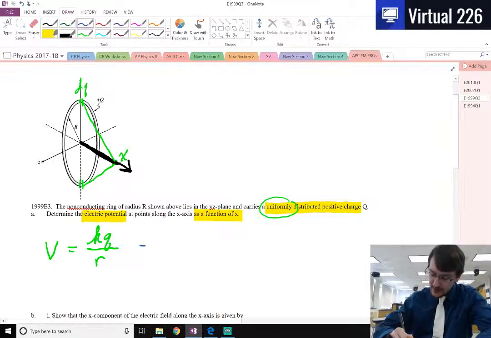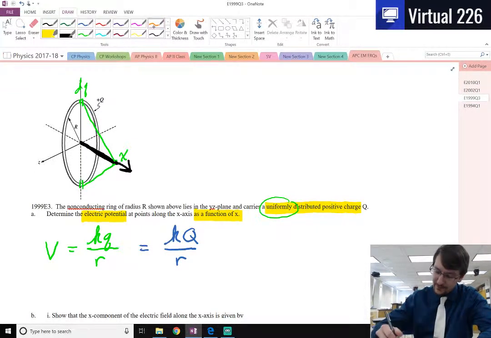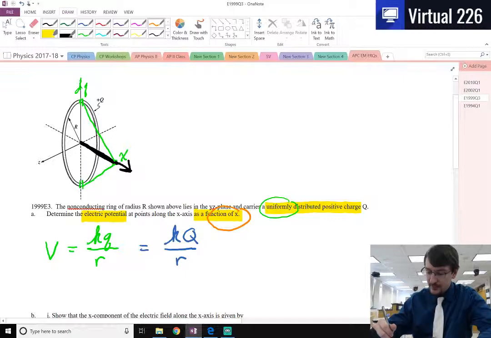So we can actually say here, due to the fact that the distances are the same and the charge components are the same, we can just say that our voltage is equal to kq, the total charge of the system, divided by r. But that doesn't give us as a function of x. This is a function of r.